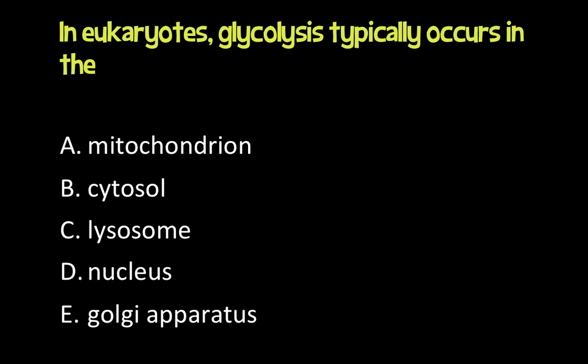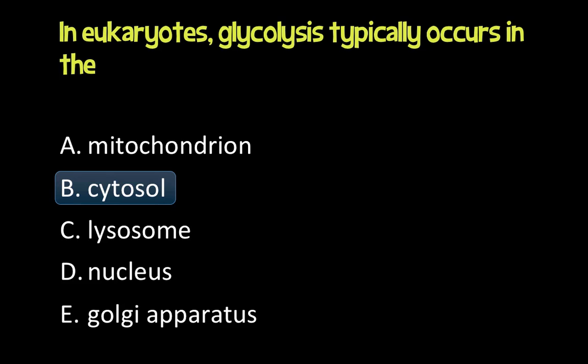First question. In eukaryotes, glycolysis typically occurs in the, and you have 5 choices, one of them is correct. So you write down the letter for the one that you think is the best answer for this question. So again, in eukaryotes, glycolysis typically occurs in the, and if you had B, the cytosol, then you are absolutely correct.